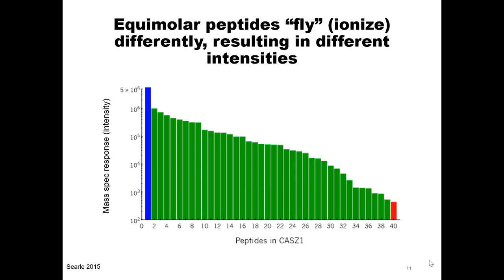This is an experiment we did several years ago where we took a protein and got equimolar peptides from that protein, so digestion kinetics is not the answer here. We just took different peptides, measured them by mass spectrometry, and ordered them. That's this rank down here. We had 40 peptides from this protein, and we ordered them based on their mass spectrometry response, so their intensity. Some peptides fly very well from this protein and some peptides don't fly well at all. So not only are we dealing with digestion kinetics, but also ionization efficiency, or their flyability.